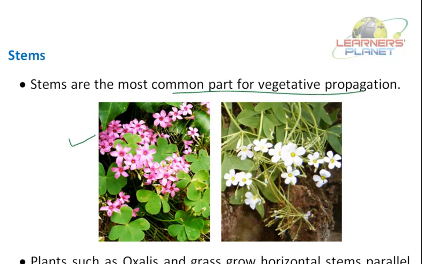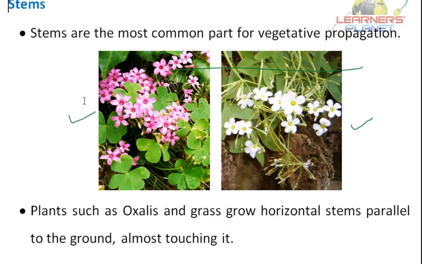This is oxalis plant. Different species of oxalis plant. Plants such as oxalis and grass grow horizontal stems parallel to the ground, almost touching it. So basically, above ground or underground stems is the most common example of asexual reproduction in plants.